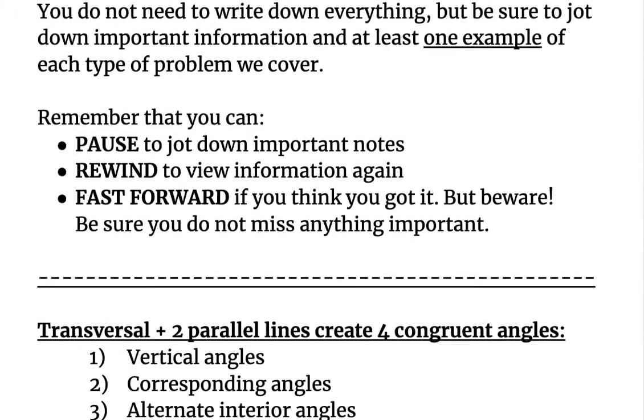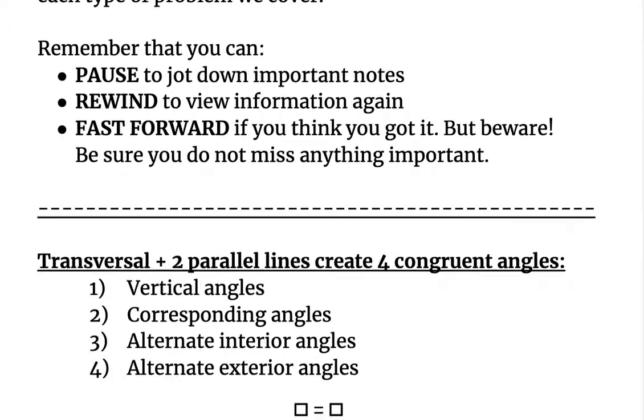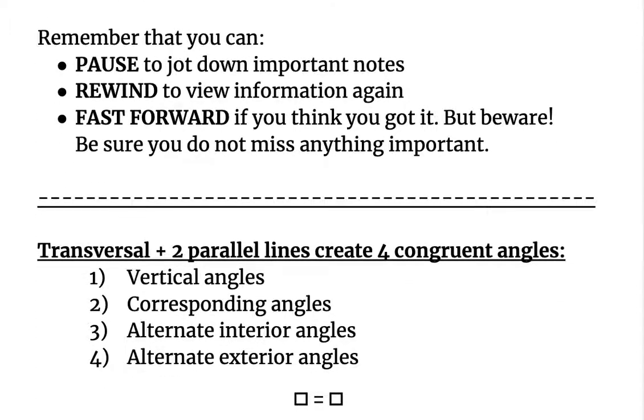important. So as a review, the transversal and two parallel lines will create four types of congruent angles. They are your vertical angles, ones across from each other, corresponding angles, ones with the same corresponding locations, same side, same top or bottom, alternate interior angles, so opposite sides but inside, alternate exterior angles, opposite sides but outside.